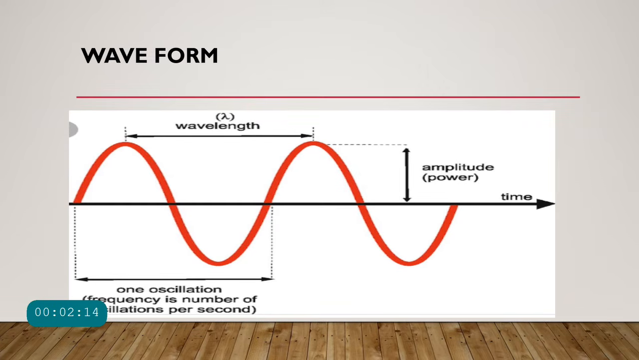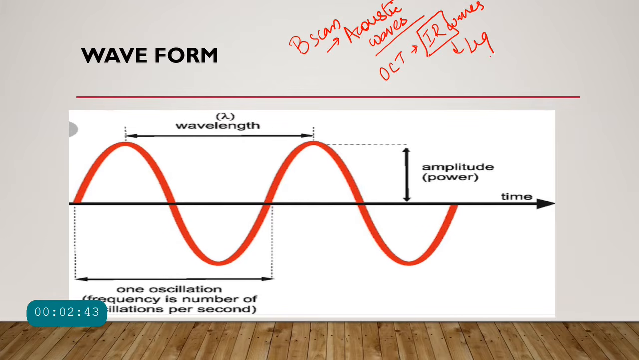Before I tell you in detail about the OCT, it is very important to understand the specific waveform. As we know, in B-scan we basically use sound waves, which are also called acoustic waves. I have a video on B-scan basics, and I would advise all of you to visit that video first. Whereas in OCT we are using near infrared waves, which are nothing but light waves. There is a lot of difference between light and acoustic waves, and therefore there is a difference between the technology of OCT and the B-scan also.